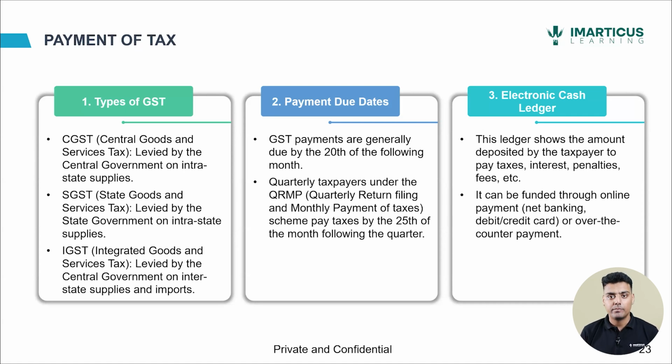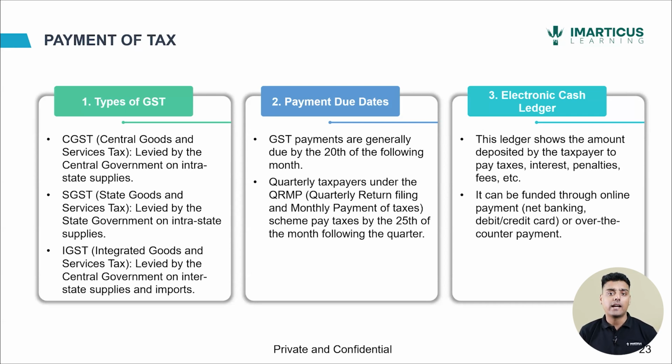In the GSTR3B, we have to inform the government what is my sales, what is the tax collected on sales, what is my input tax credit being claimed on my purchases, and what is my final tax liability. The GSTR3B is filed before the 20th of the subsequent month, and it has the details of the taxes which have been collected, the input tax credit which is being claimed, and the final tax payable.